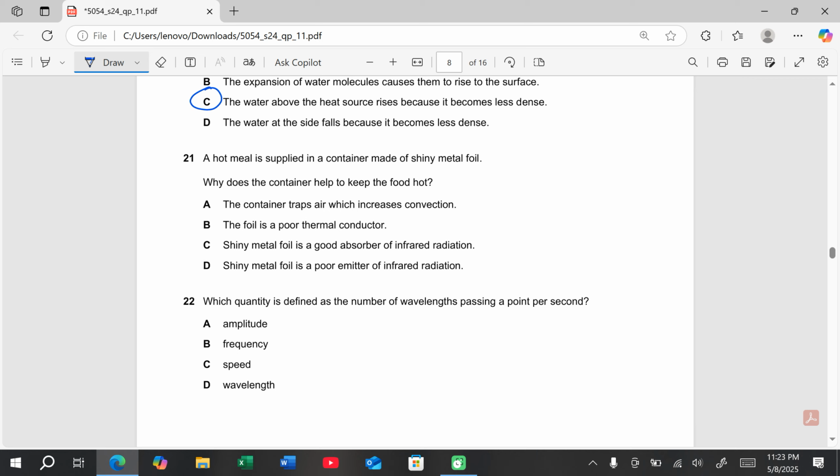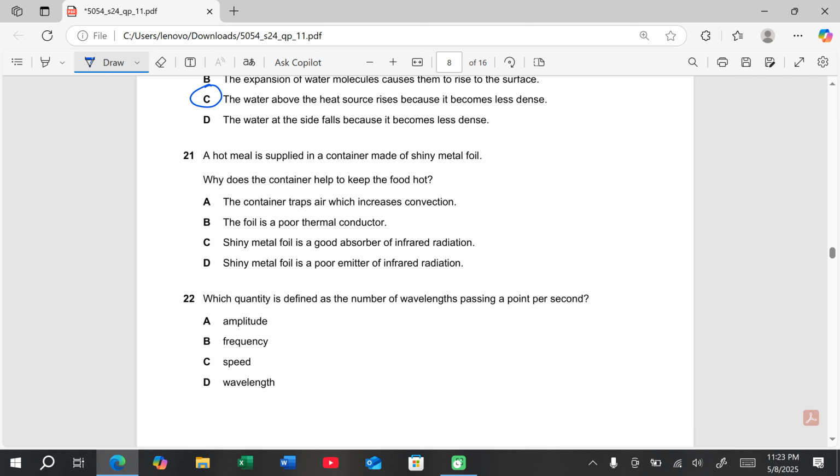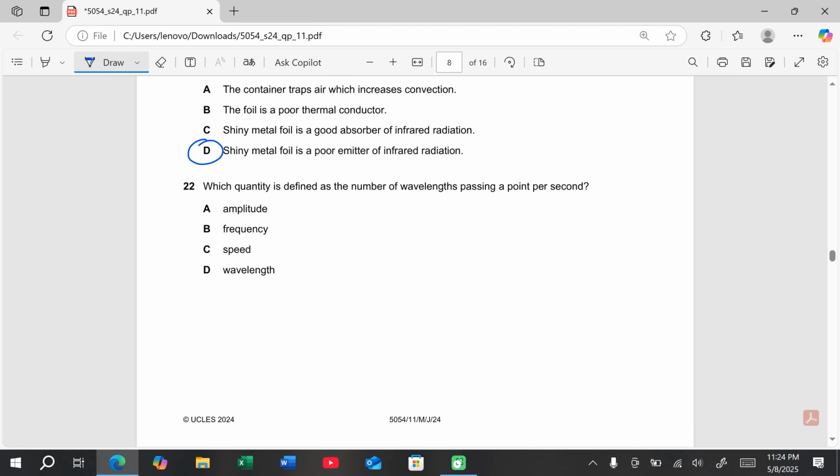21. It says a hot meal is supplied in a container made up of shiny metal foil. Why does the container help to keep the food hot? The container traps air which increases convection. The foil is a poor thermal conductor. No, that's not it. Shiny metal is a good absorber. No, they are poor emitters. This is correct because we don't want this energy to be emitted outside. So the poor emitter will help this to keep warmer for a longer time.